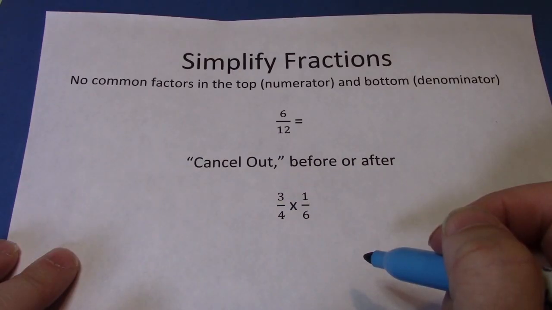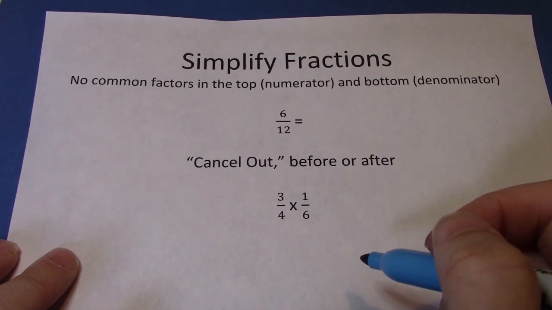We usually want our answers to be in the most simplified format for fractions, and that means that they don't have any common factors in the top and the bottom, that's the numerator and the denominator, and they're also not improper. We'll talk about what that means in just a few minutes. So our answer to the last problem was 6/12, but we can simplify that.